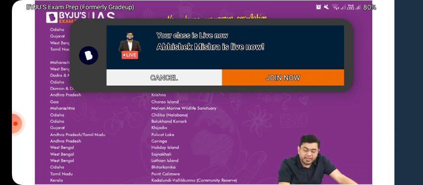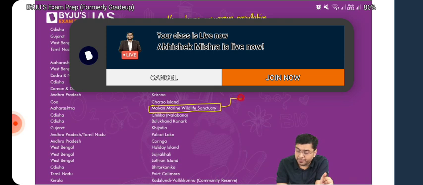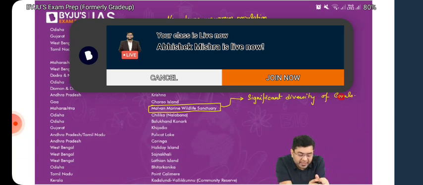Then when we talk about, let's suppose, the Malvan Marine Wildlife Sanctuary, it is situated off the coastline of Maharashtra. It is where you have a greater diversity of marine species. And more particularly, here you will also find a significant amount of coral population. So coral population is also to be found here, with significant diversity of corals. Okay, so that is something that you find. Coringa is something that we have already studied, right?